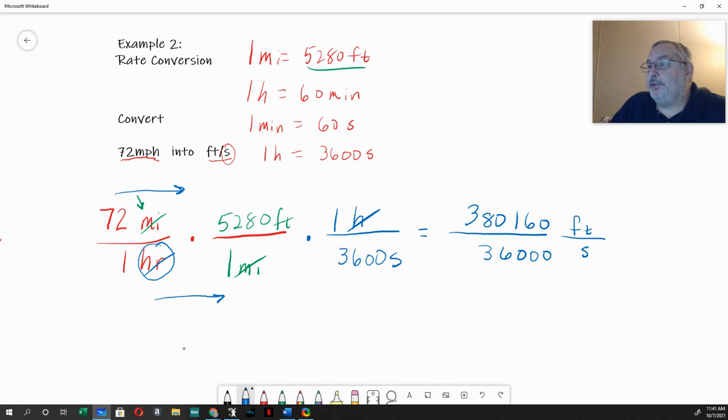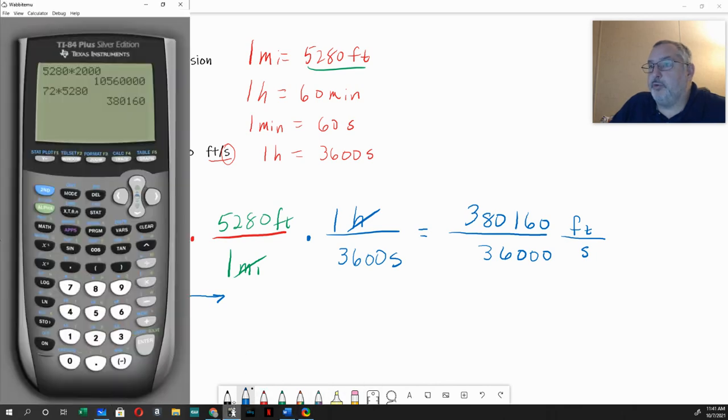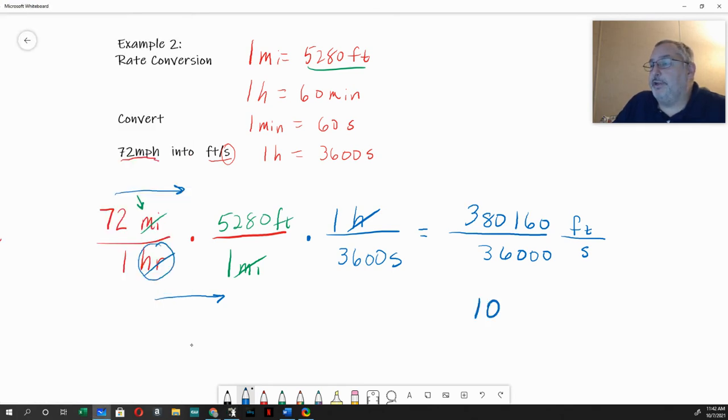And now I have to do this division. So I'm going to pull my calculator back out. I've got my number already there. I'm going to divide by 3,600. And this gives me that 72 miles per hour is the same as 105 feet per second. And so that's the conversion. So just follow those steps every time.